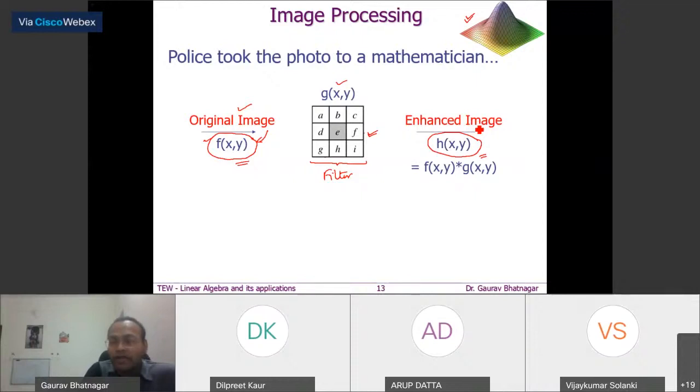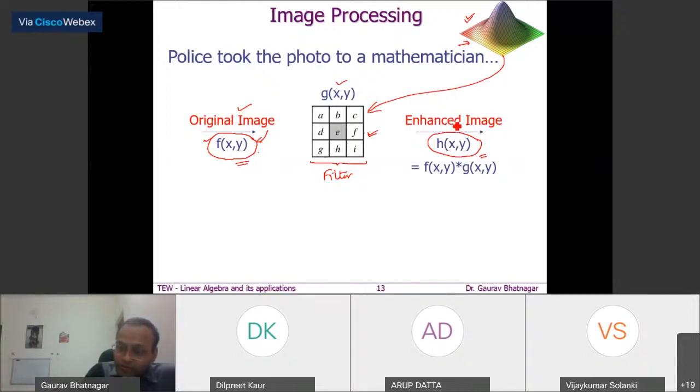So now, instead of linear algebra, I'm getting into a problem where you are going to have different distributions, probabilistic distributions. So when you talk about image processing, it's all about linear algebra and probability and statistics. Now I will try to estimate the distribution of the blur which is actually present in the original image. Using this distribution, I will construct a matrix called the filter, such that when I apply this filter on the original image, the enhanced image I get has the desired output.